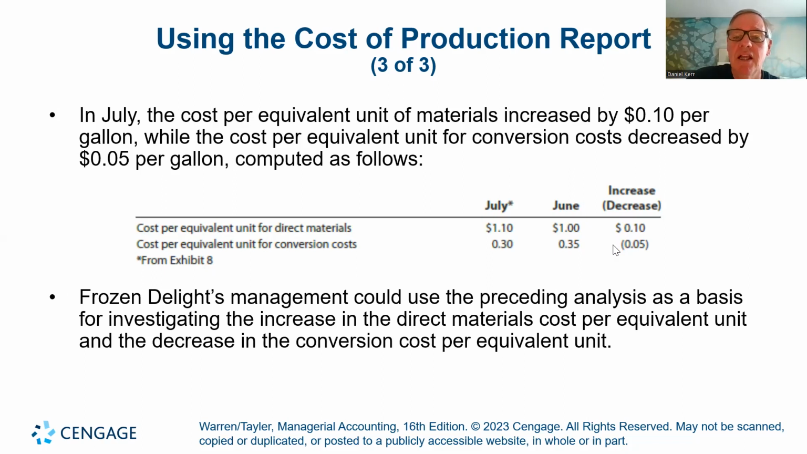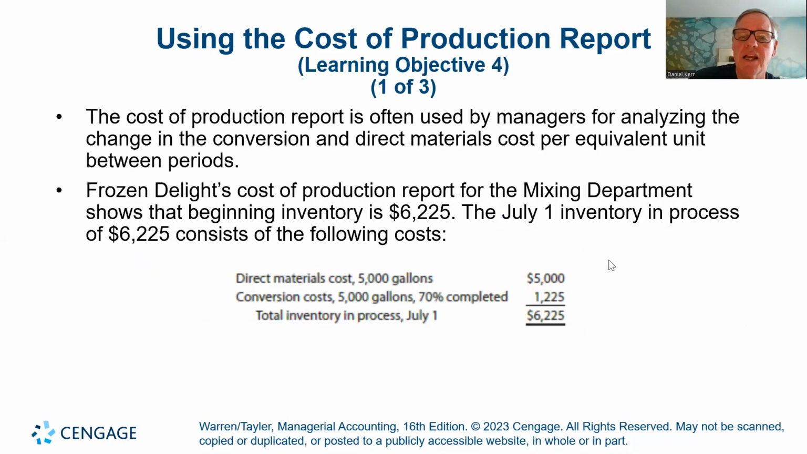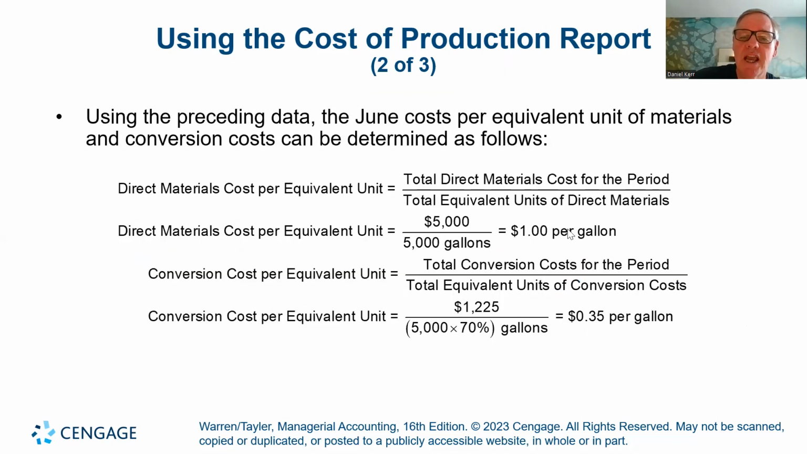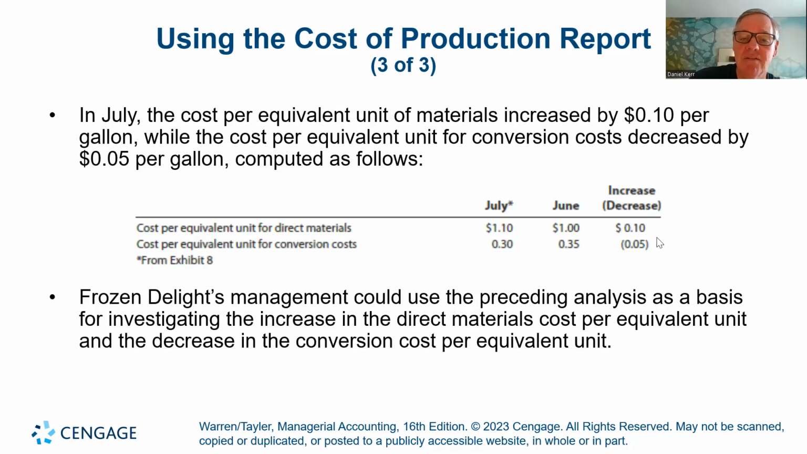We can speculate that maybe the materials cost went up. That could be a factor there. And as far as the conversion cost going down, maybe that was reflective of us making more units. I really don't know till I investigate it. But both of these variances are things worth investigating. So this is how production reports are used. You can take a look at the costs embodied in the work in process inventory at the beginning of the month, compare those to the actual costs during the month, and investigate the variances.